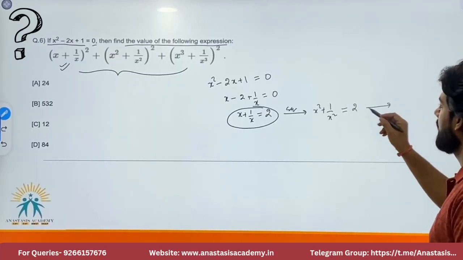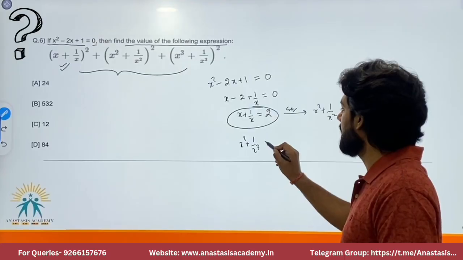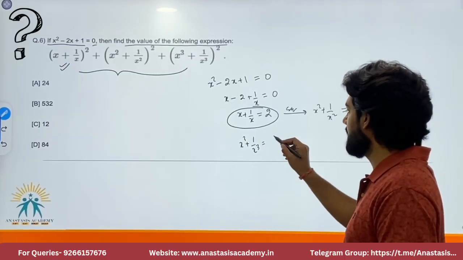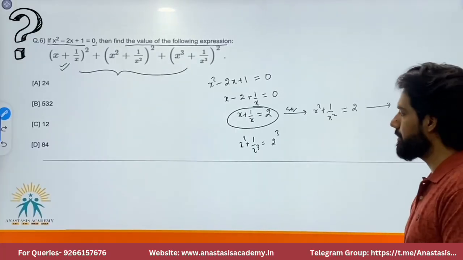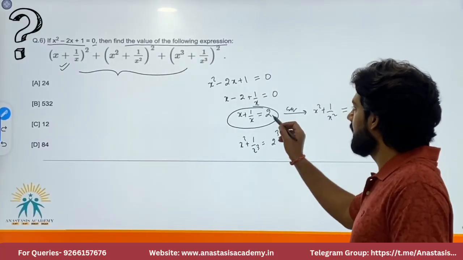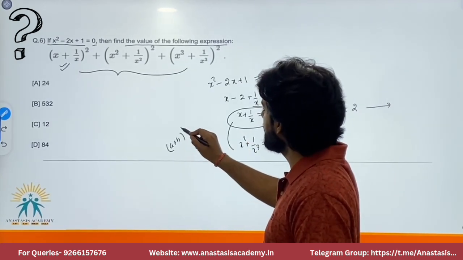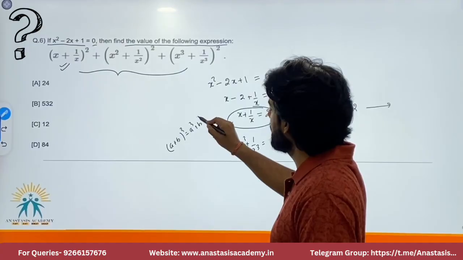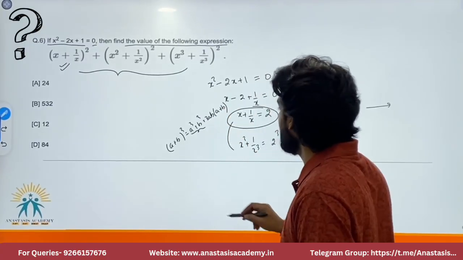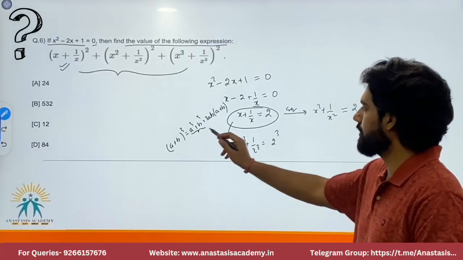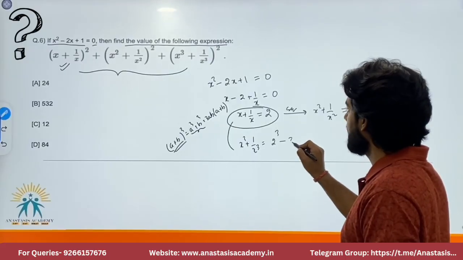Now I need to find x cube plus 1 upon x cube. So cubing both sides, I get 2 cube. Using the identity a plus b whole cube is equal to a cube plus b cube plus 3ab times a plus b, I can find the value of a cube plus b cube. This is x cube plus 1 upon x cube. Then it is a plus b whole cube, that is 2 cube, minus 3 times ab.